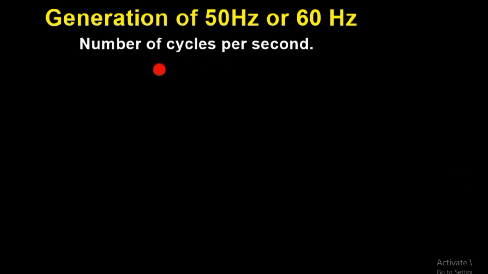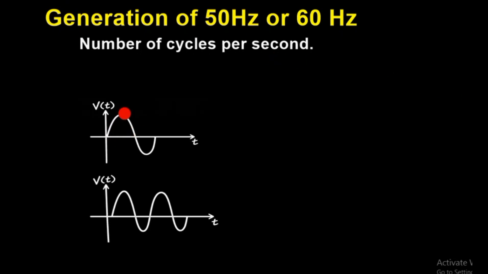We define a frequency as the number of cycles per second, and it is measured in the unit of Hertz. As in the first diagram, we have 1 cycle, and let's say the time from here to here is 1 second. So 1 cycle is generated in 1 second, therefore the frequency in this case is 1 Hertz.